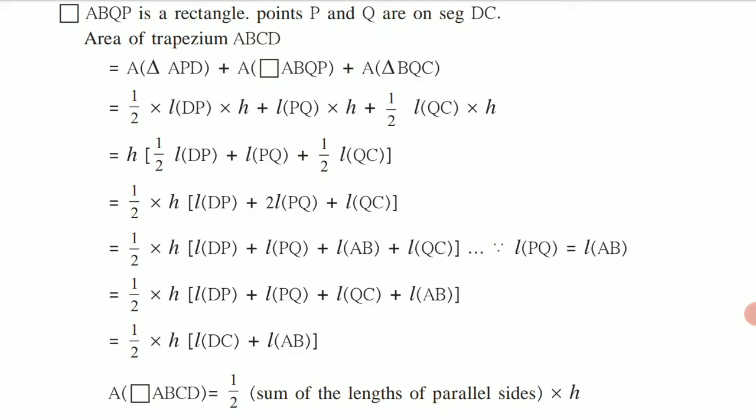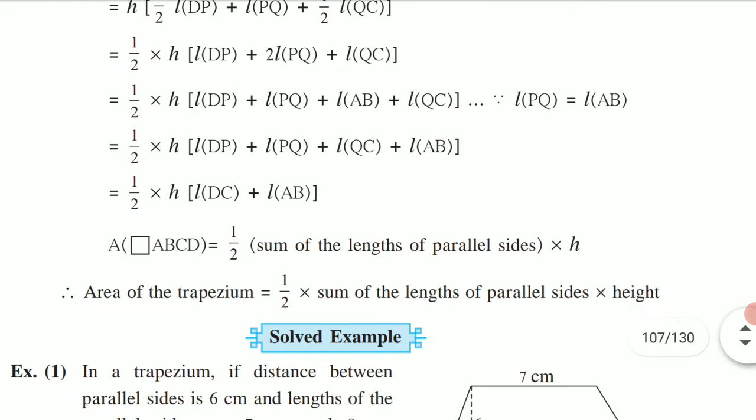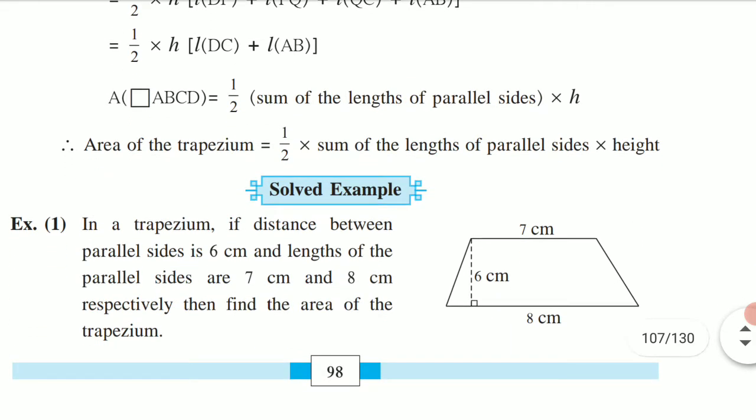If we solve this, we get the area of trapezium ABCD is equal to 1/2 into the sum of the lengths of parallel sides into H. Therefore, the formula is: area of trapezium is equal to 1/2 into the sum of the lengths of parallel sides into height.